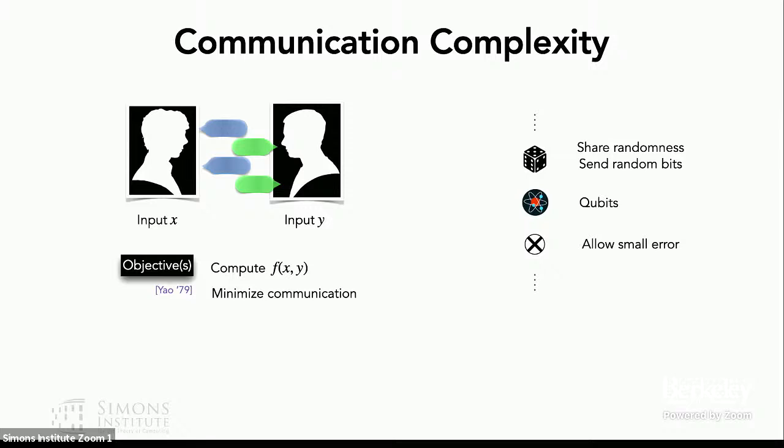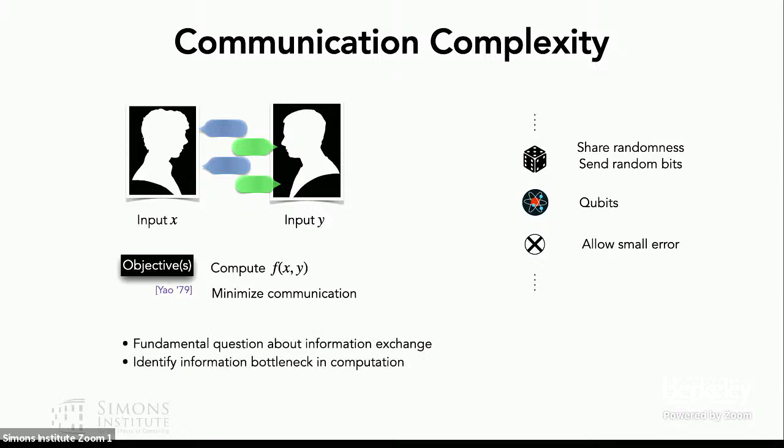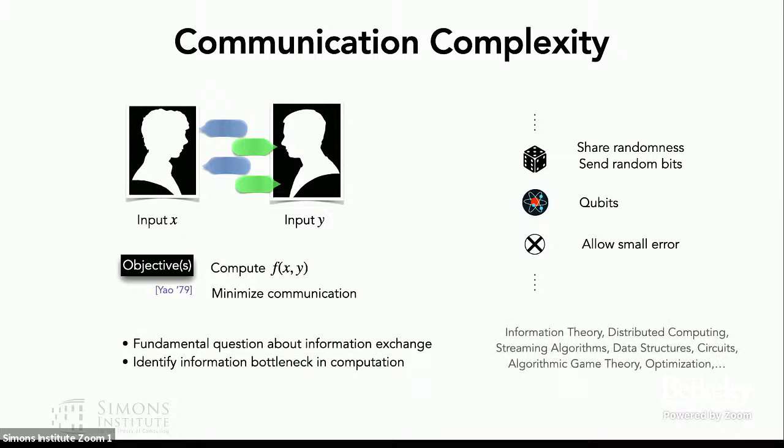The parties can send random messages, they can exchange qubits, they can allow for some error. But at its heart, this model is about understanding this fundamental question about how much information needs to be exchanged in order to compute whatever you're interested in. It's a very powerful tool to identify information bottlenecks in your computation, because here you've stripped away the issues of computational power, and it's purely an information theoretic question now. This has had a lot of impact in many different areas in understanding limitations from information theory, distributed computing, streaming algorithms, and many others.